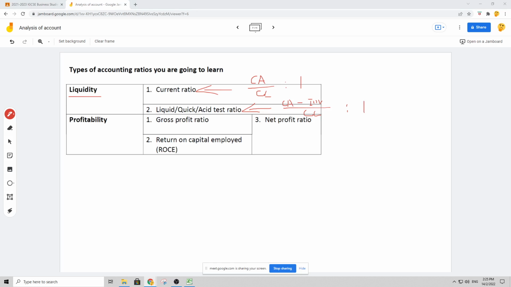But here, guys, can anybody tell us why we have to minus inventory? What are we trying to look at here for the quick ratio? Any volunteers? You can put your answer in the chat, or you can just say it out if you still remember it. Oh, Jasmine. Inventory takes a long time to convert into cash. Yeah, that's a very good answer, Jasmine.